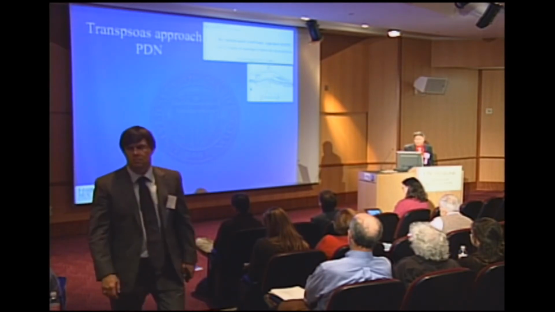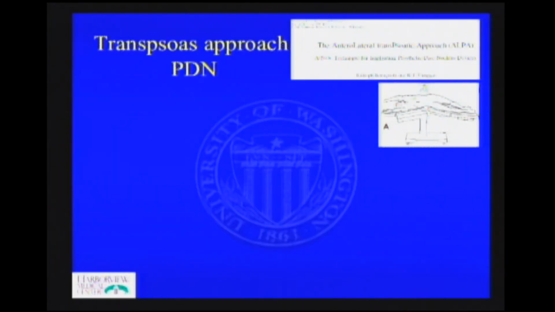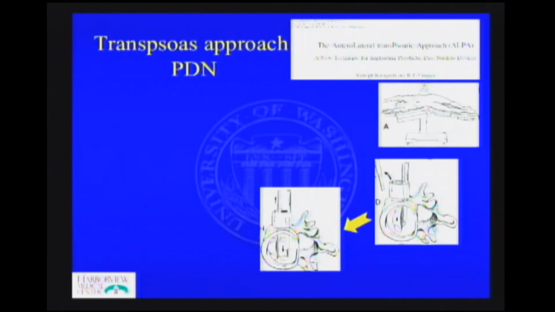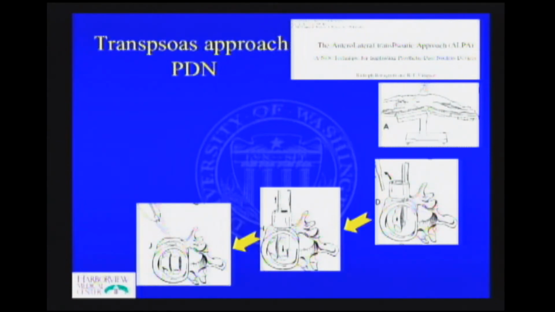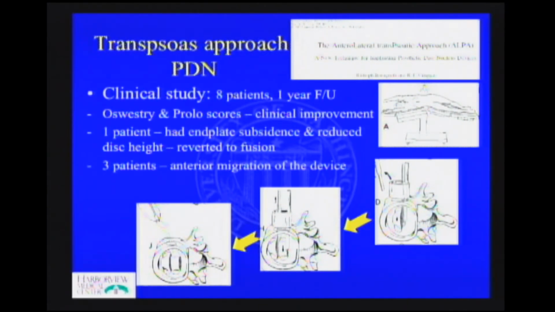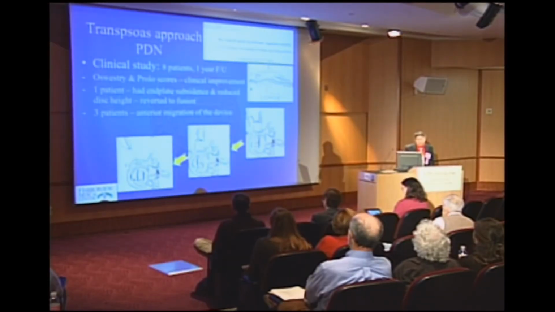The prosthetic disc nucleus has also been tried through a transpsoas approach, just like the XLIF approach. They can put in 1 prosthetic disc nucleus, or they can put in 2, and then they also close the annulus to ensure the placement of the device. In the clinical study, they tried it in 8 patients with 1 year follow-up, with Oswestry and Prolo scores followed. 1 patient had endplate subsidence and reduced disc height, and 3 patients had anterior migration of the device.